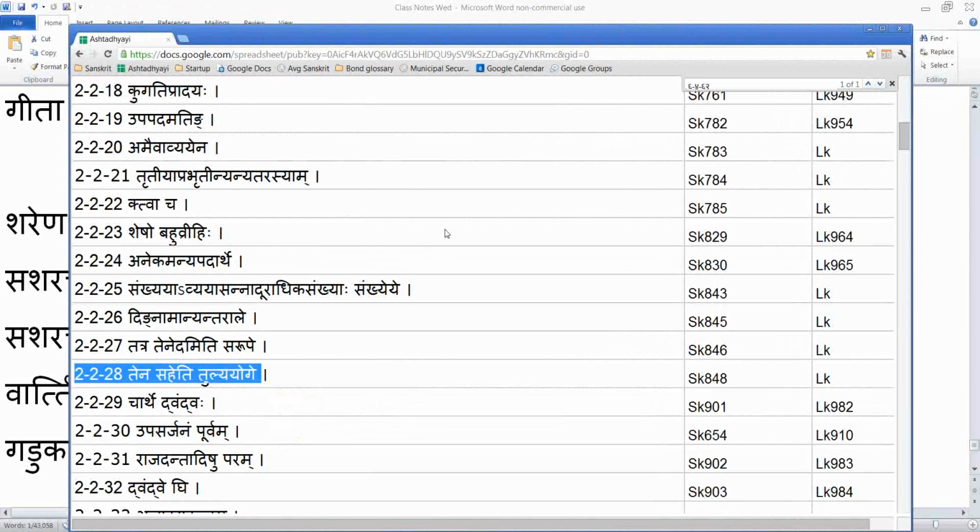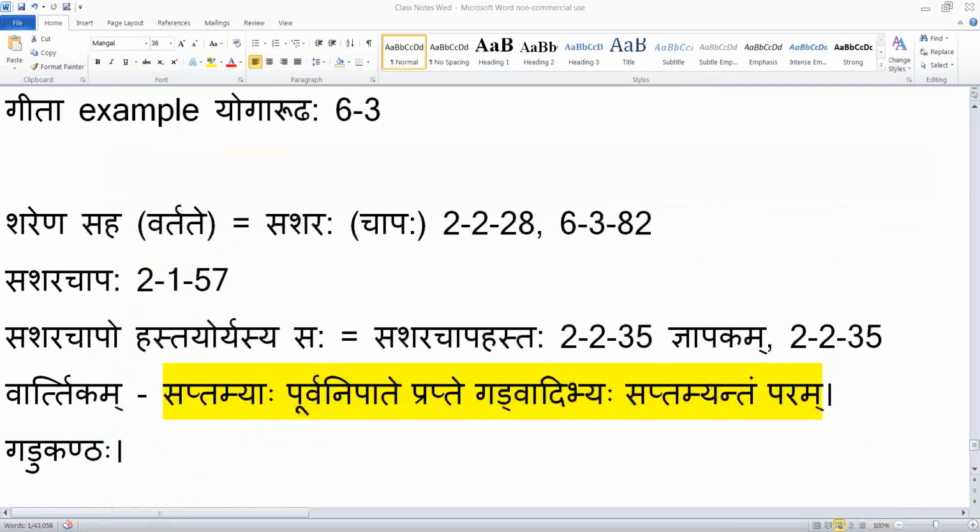You know, it is with the bow which is with the arrow. Sharena saha griyate, it is taken with the arrow. So the arrow and the bow are taken together, or they are existing together. So sasharaha chapaha. Then what happens is that we get the saha taking the sa-adesha by vopasajanasya.